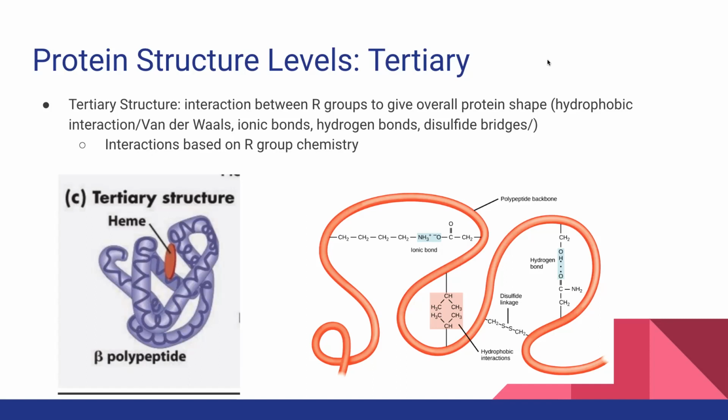Any questions? The disulfide bonds are covalent. They're the only tertiary covalent bonds. Oh, I should probably talk about the different bond types. So we have, okay, what are the different bond types, guys?